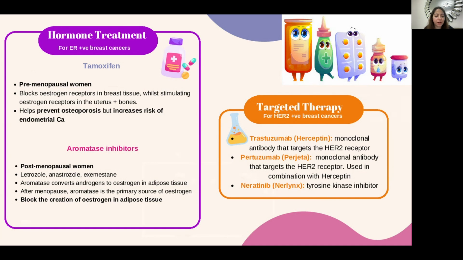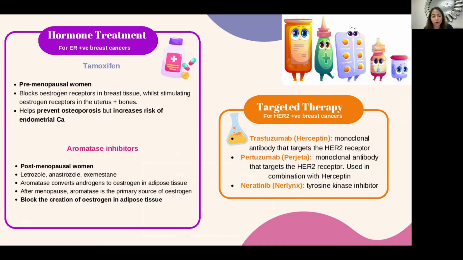And then we have aromatase inhibitors like letrozole or anastrozole, and they're used in postmenopausal women. Essentially, aromatase is an enzyme that converts androgens to estrogens in the adipose tissue, and breast tissue has a lot of adipose tissue. So after menopause in women, aromatase is the primary source of estrogen, hence blocking these enzymes essentially blocks the creation of estrogen in the adipose tissue. So that's why we use those.